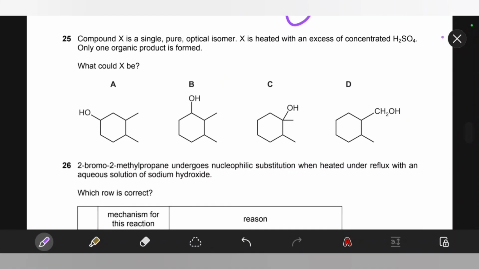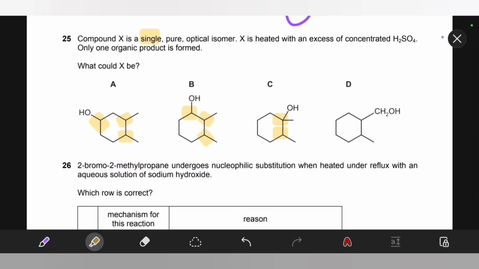Compound X is a single pure optical isomer. X is heated with an excess of concentrated H2SO4. Only one organic product is formed. What could X be? Let's see how many chiral carbons there are in these. In A, this is a chiral carbon. This is also a chiral carbon. This is also a chiral carbon. So it's not a single pure optical isomer, so A cannot be an answer. In B as well, these are all chiral carbons. And then in C, this is a chiral carbon. This is also a chiral carbon.